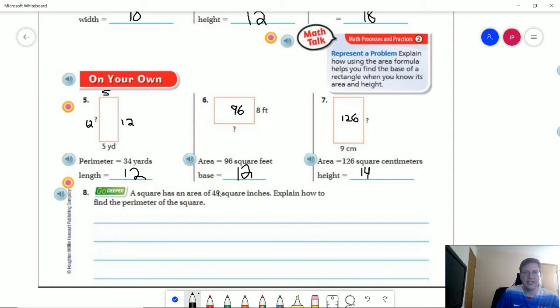So for the area of a square that is 49 inches, we can find the perimeter of the square by knowing what two numbers we can multiply that are the same number to get to 49. And so that would be 7. And then we can put that on all 4 sides, and that will give us our perimeter, which would be 28.